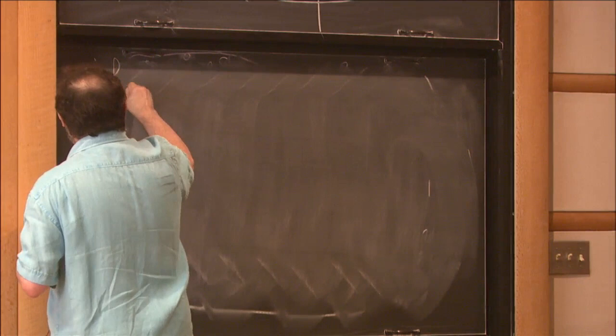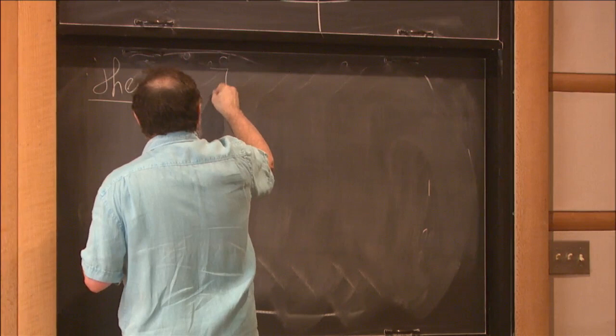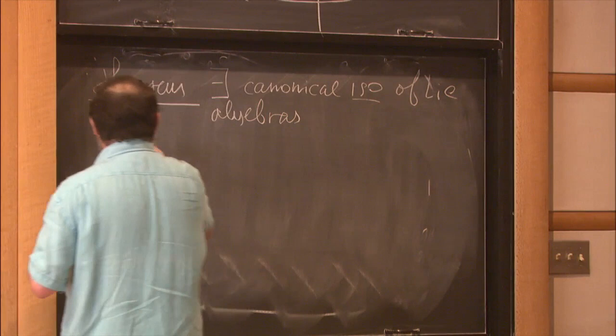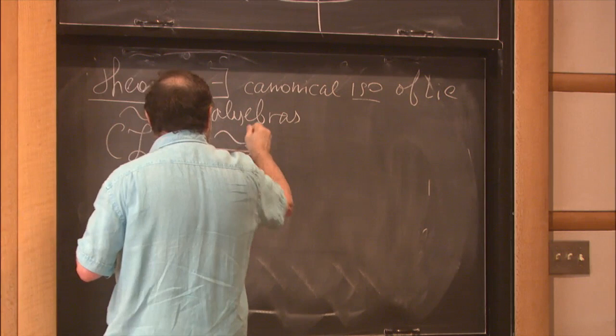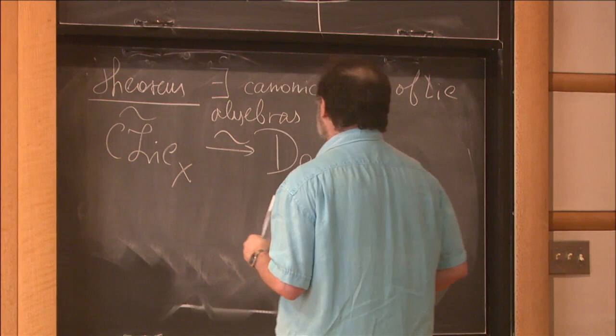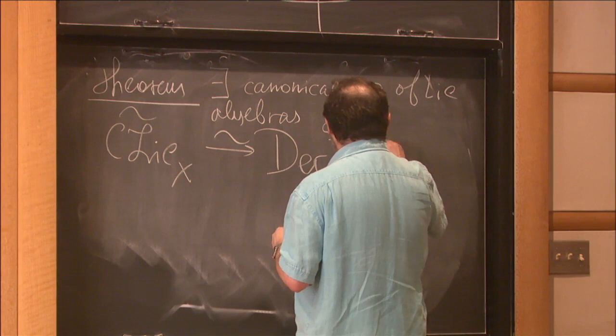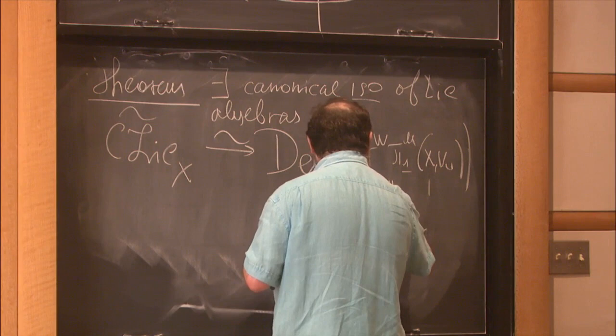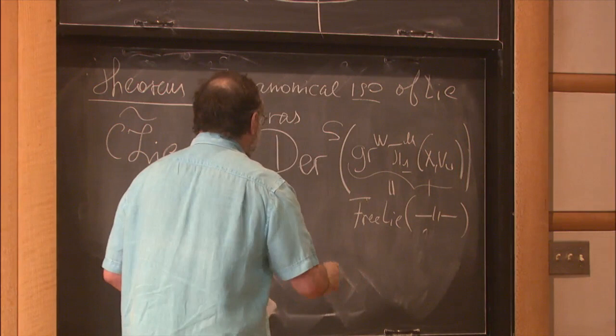It's a theorem that there exists a canonical isomorphism of Lie algebras. So this C Lie, the subspace I'm talking about, is canonically isomorphic to all special derivations of Gr W π1, which is just freely generated by the same subspace of Gr W H1.